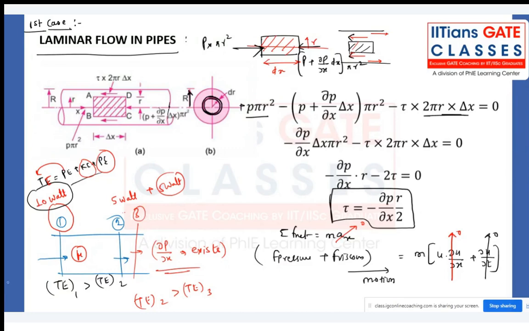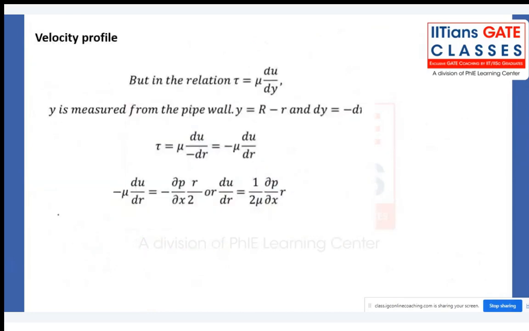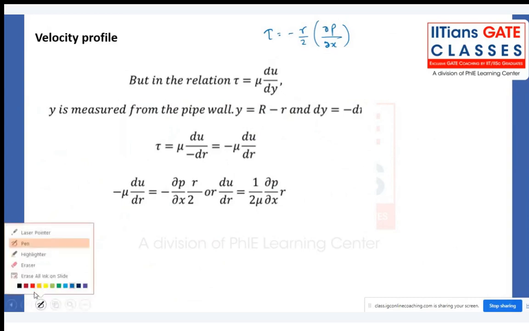So now you know the formula. What is the formula? You know that tau is equal to minus r by 2 dou p by dou x. You know this particular formula. Tau is equal to minus r by 2 dou p by dou x.